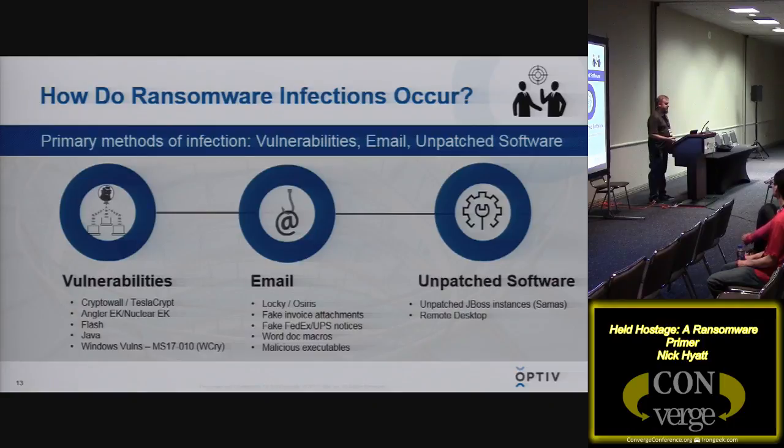And then we have your unpatched software. So things like SAMAS used the unpatched JBoss instances. That happened really about 2 years ago, but we still see those once in a while. And then remote desktop is another one. If you've got 3389 exposed to the internet, you are probably going to get hit at some point with a brute force attack, if not with ransomware.